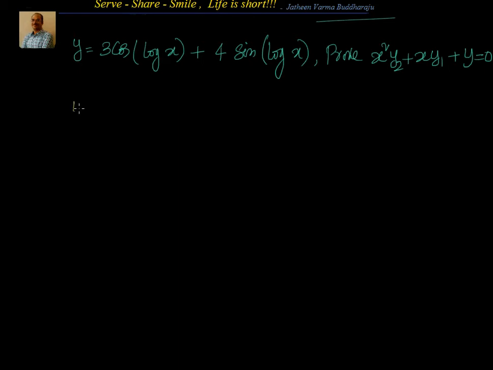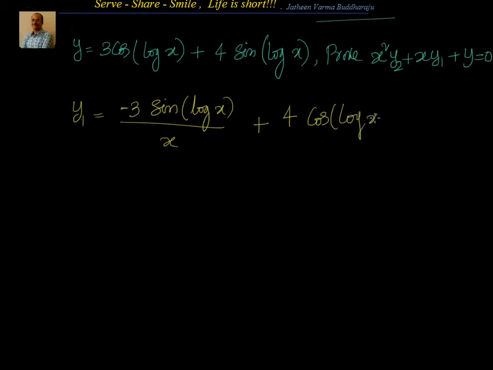So first let's go ahead and do y1. y1 equal to 3 into the derivative of cos log x. The derivative of cos log x is minus of sin log x by x. So can I write down minus of 3 sin log x by x: the derivative of cos x is minus of sin x, and the derivative of log x is 1 by x. I think by this time you are pretty much comfortable with the chain rule. Similarly, the derivative of sin log x is cos of log x, and the derivative of log x is 1 by x.